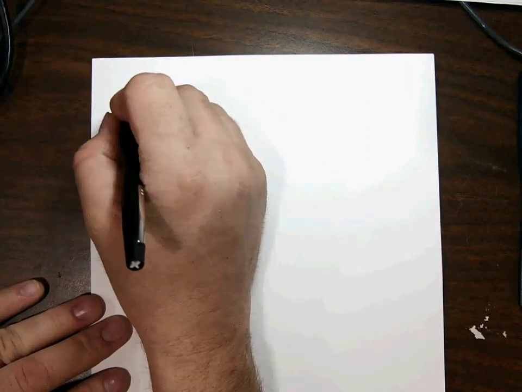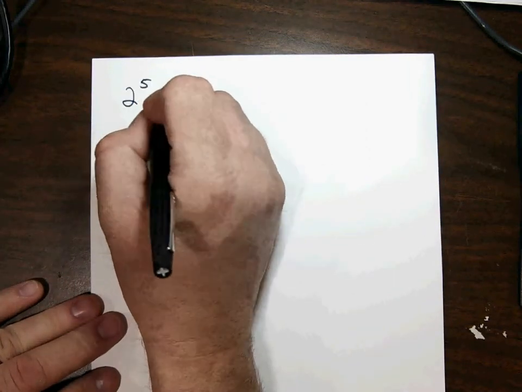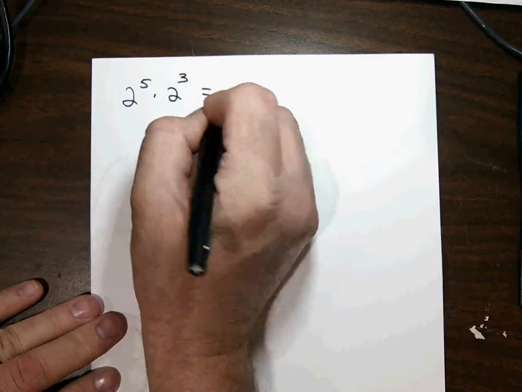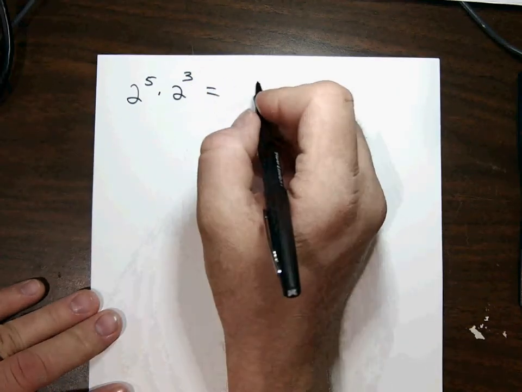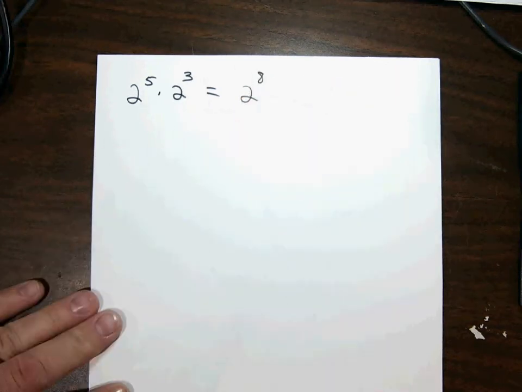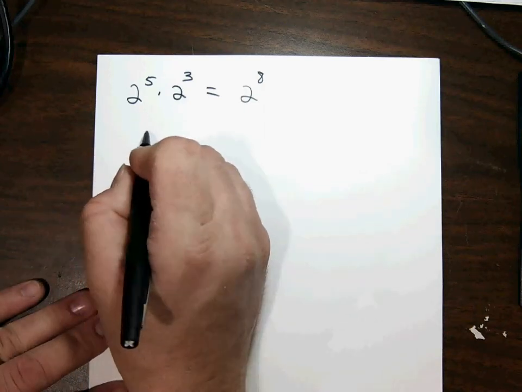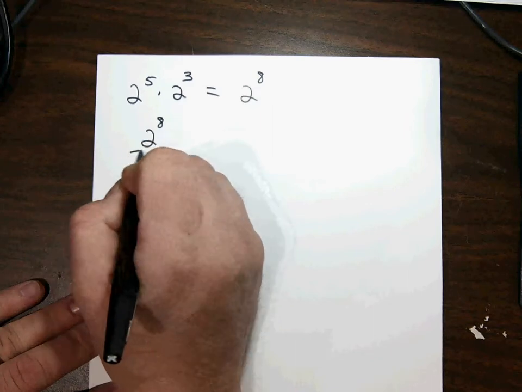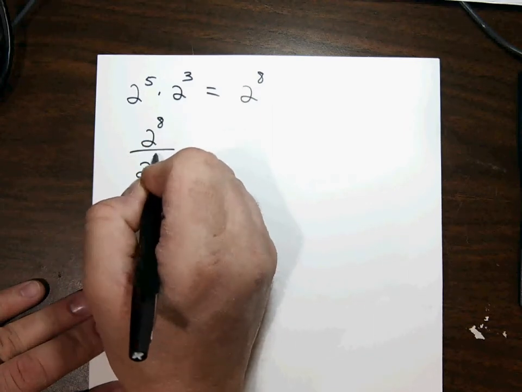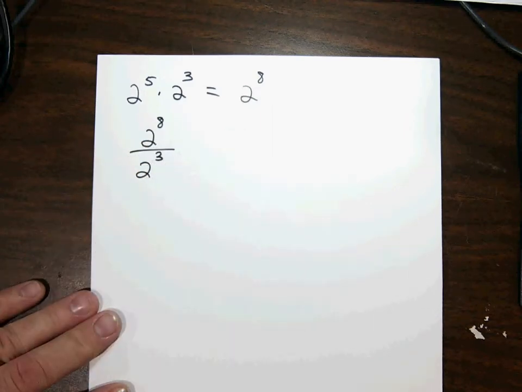Okay, we just did a bunch of multiplying polynomials, right? We said 2 to the 5th times 2 to the 3rd. We added those exponents together and we got 2 to the 8th. Okay? Fine. Fair enough. What if I want to divide polynomials now? What if I want to take 2 to the 8th divided by 2 to the 3rd? How are we going to do that?